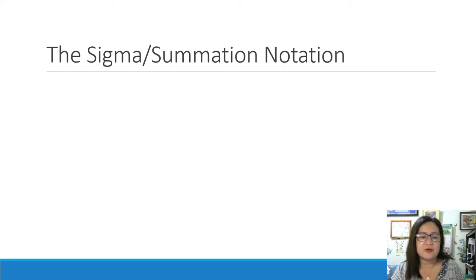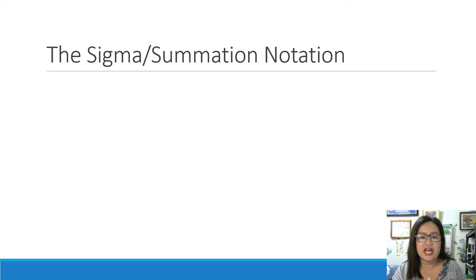To get the total savings of Jenny at the end of 2021, we have to add 1 plus 2 plus 3 plus 4 and so on until plus 365. Now, writing that series is somehow a tedious task to do. In mathematics, we have a shorter way of writing a sum of numbers. And this is called the sigma notation. It is also known as the summation notation.